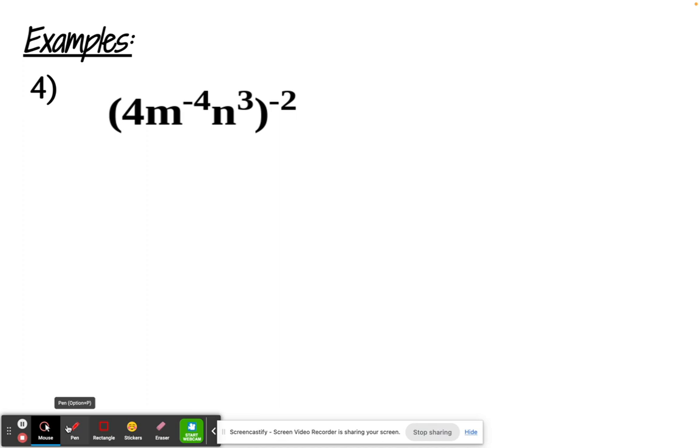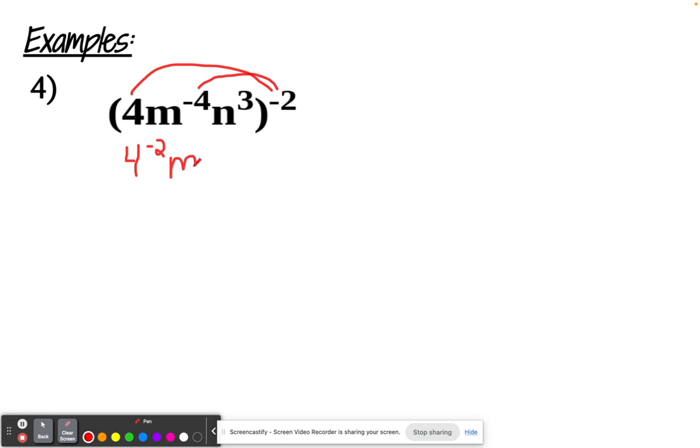Let's look at another example. Everything in the parentheses is being raised to the negative 2 power. I'm going to write it first. I have 4 to the negative 2 power. I'm going to write it this way before I move anything upstairs or downstairs. I have m to the negative 4 raised to the negative 2, so power to a power, I'm multiplying. Negative 4 times negative 2 is m to the 8th power. Then I have another power to a power, n, and 3 times negative 2 will be negative 6.